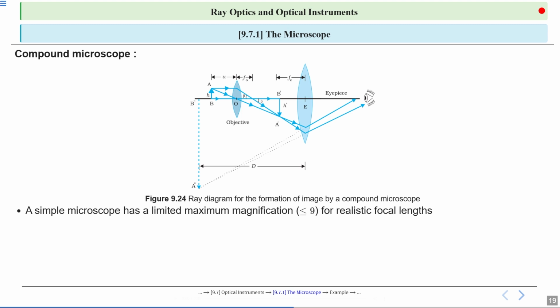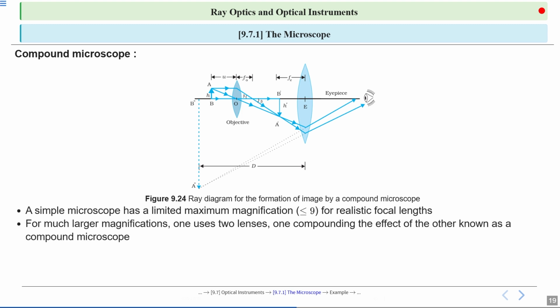Okay, let's discuss the limitation of the simple microscope. It typically offers a maximum magnification of 9x, meaning maximum 9 times the object, due to realistic focal length. This limitation is important to understand why more complex microscopes are necessary for higher magnification.